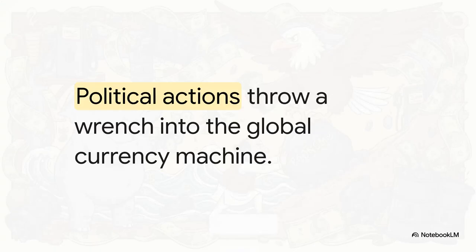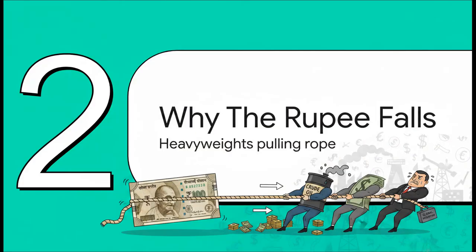Because, you see, currency doesn't just exist in a vacuum. Whether it was the 1970s Nixon shock or modern-day policies like the 50% U.S. tariffs on Indian imports, political actions frequently act like massive wrenches thrown directly into the delicate gears of the global currency machine. The second political friction happens, the currency markets immediately feel the heat. Which brings us to Section 2, why the rupee falls. Let's look at the heavyweights pulling the rope.